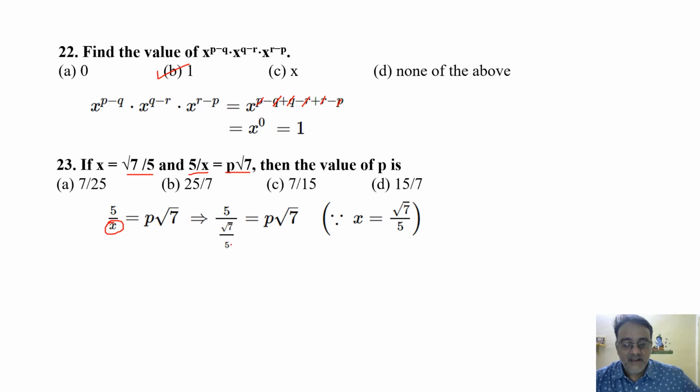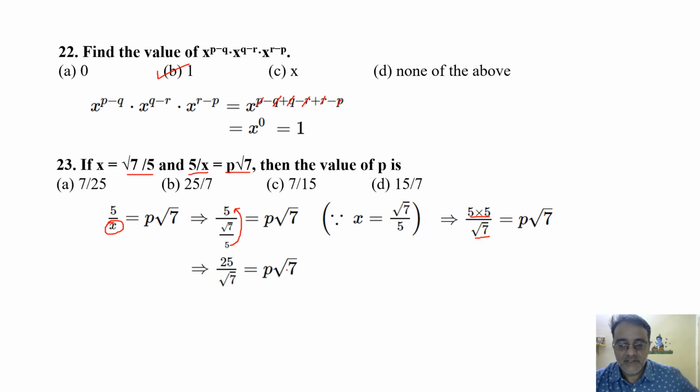Okay. Now ये 5 जो है ये ऊपर आ जाएगा, because we have to take reciprocal. So 5 into 5 upon root 7 is equal to p root 7, right? So this will become 25 upon root 7 is equal to p root 7. So next step में root 7 we will shift to this side. So root 7 into root 7 will become 7. So 25 by 7 is the required value of p, and the correct option is Option B. Option B, right.